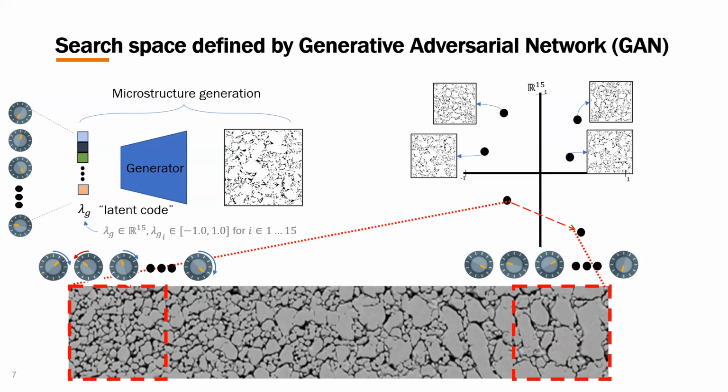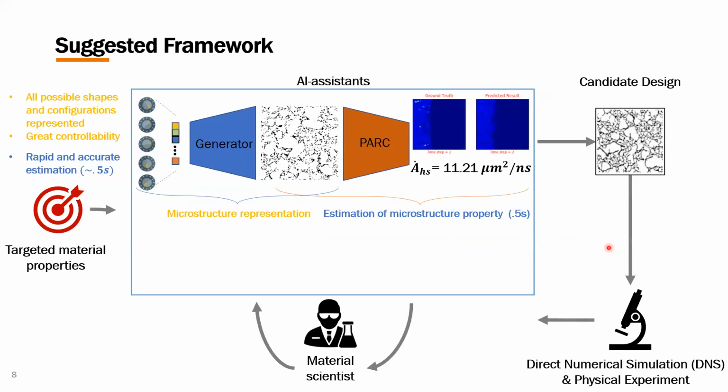Although we have a search space defined and we can navigate around, it is still impractical as each evaluation through DNS is too time-consuming and costly. Thus, we bring in the next AI assistant to estimate the property rapidly and accurately, where it takes less than 0.5 seconds for each evaluation.